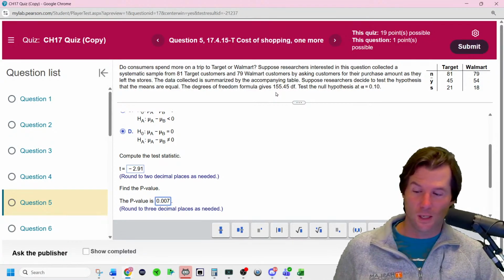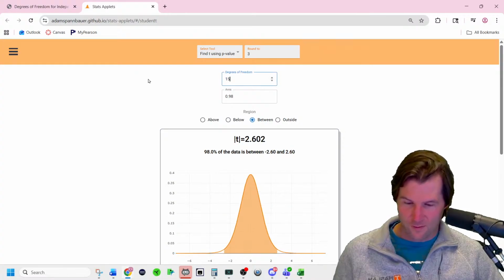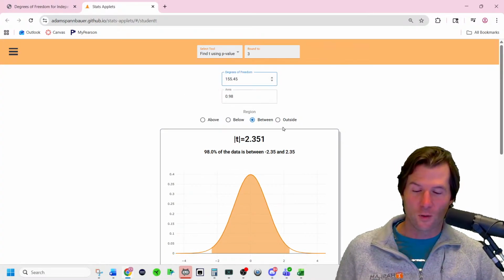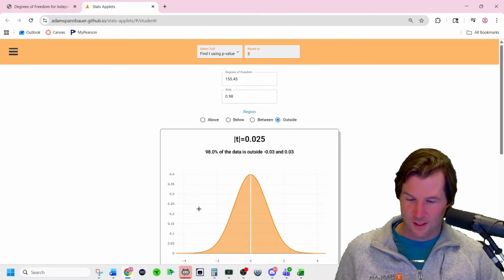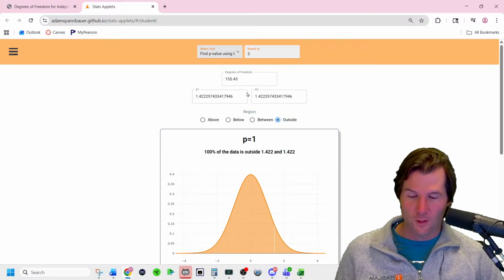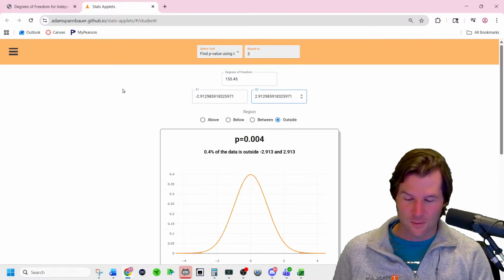The degrees of freedom are given. So we're going to enter in 155.45 degrees of freedom or so. And then we need to go to the outside test and put in find p-value. So we're finding the p-value, which is shade to the outside. And then we're going to take our t-statistic here and do the negative and the positive version of it.